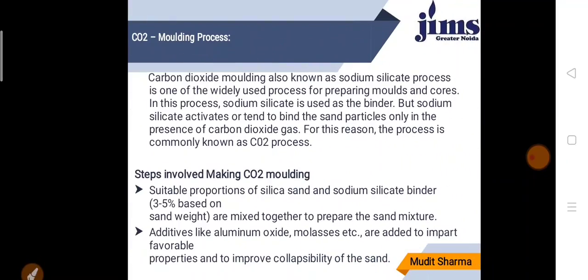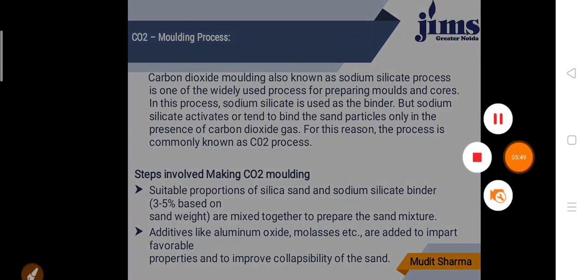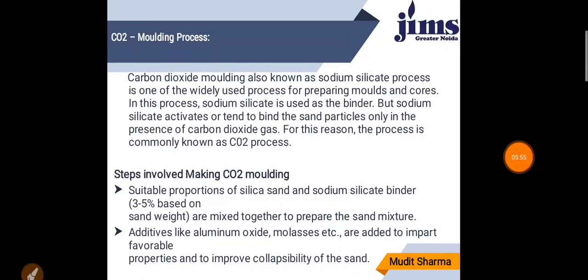Now we are going to study the CO2 molding process. Before discussing this, what is the CO2 molding process? It is a sand molding process in which sodium silicate, whose formula is Na2O.xSiO2, that is water glass, is used as a binder at 2 to 6% rather than clay, because in sand molding we mostly use clay. After the mold is prepared, CO2 gas is made to flow through the mold and the sand mixture.